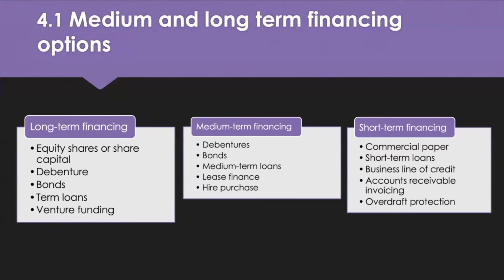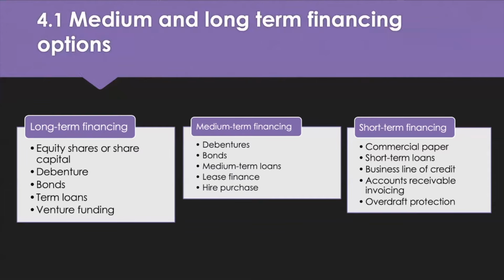In terms of medium-term financing, this is required for a period of between 3 and 5 years, and it's often carried out for two reasons: when the term of an asset or purpose is medium-term, and when a company has revenue expenditure like advertising that needs to be written off within 3 to 5 years.